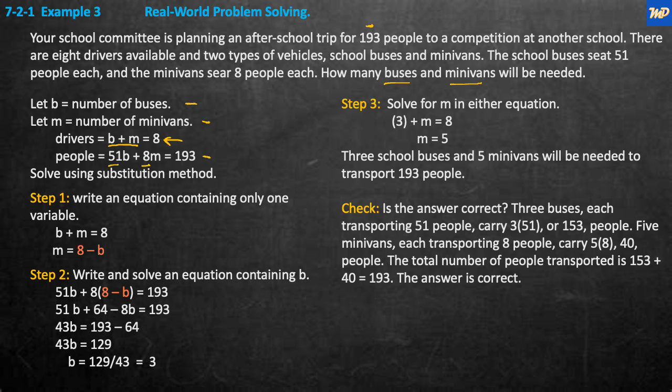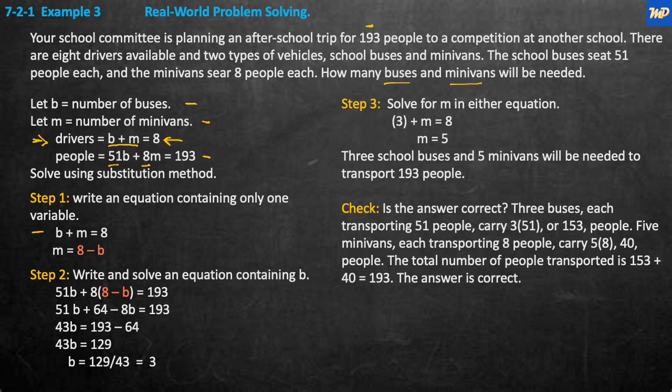So what are we going to do? Write an equation containing only one variable. The easiest one to do that with is your drivers equation, because you can just move one of these to the right-hand side. So we're going to move the B, the buses, to the other side. We had B plus M is 8. We subtract B from both sides, and now the number of minivans is equal to 8 minus the number of buses. If you have 8 vehicles and you subtract the number of buses, you're left with the number of minivans.